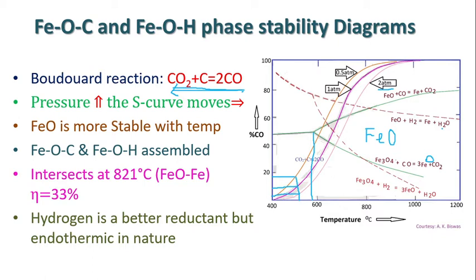When we compare these two, what can we see? It is evident that all lines have downward slopes. Unlike the carbon monoxide reduction lines, in case of FeO to Fe reduction line, this has positive slope, but in case of hydrogen line, it has negative slope. Okay, and these two lines, FeO to Fe line, equilibrium line, intersects at about 821 degree centigrade.